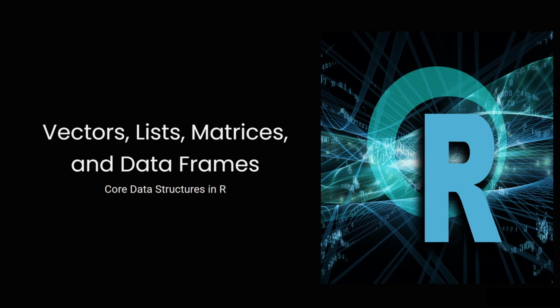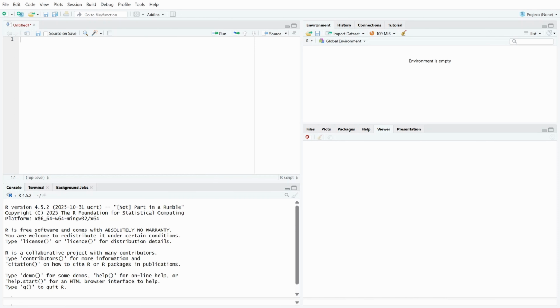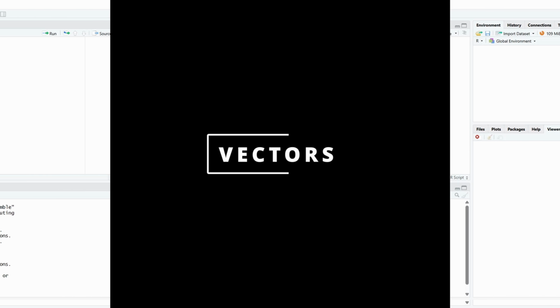In this video, we'll explore the core data structures used in R. Understanding how R organizes data is essential before working with real public health datasets. We'll focus on vectors, lists, matrices, and data frames, and discuss when each one should be used.